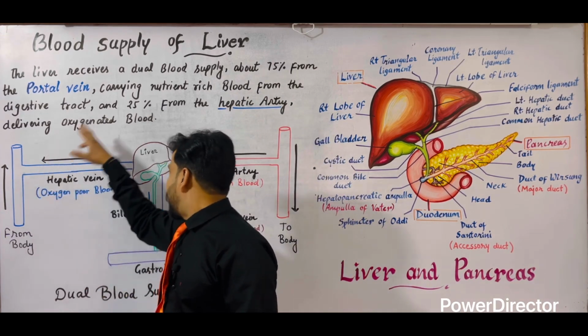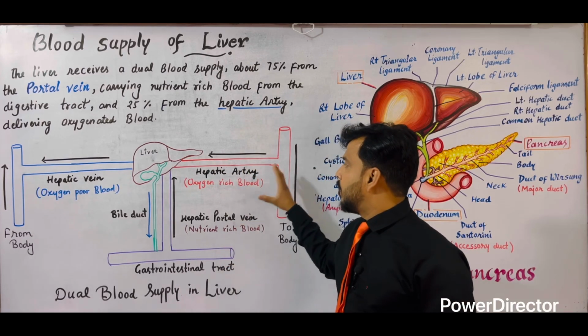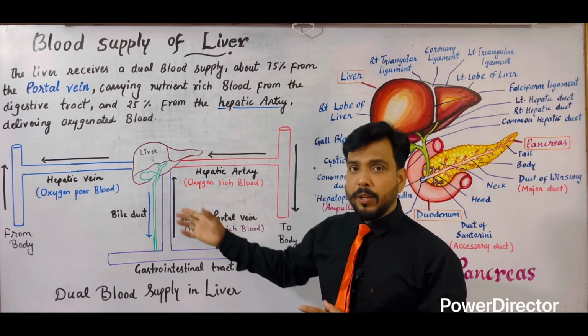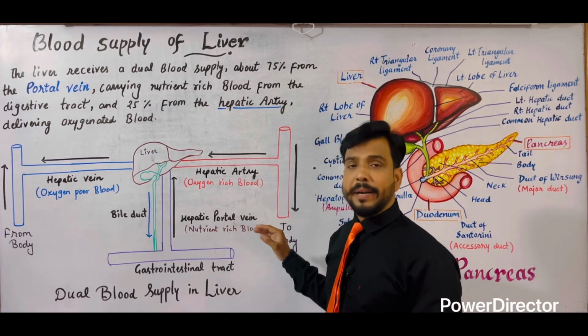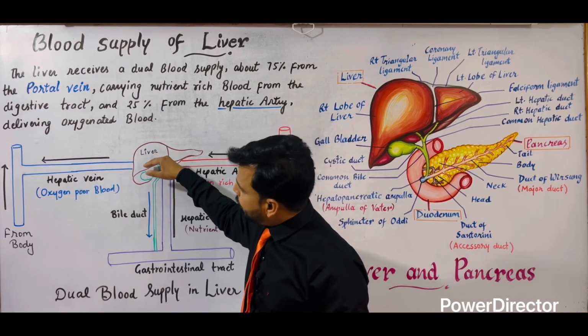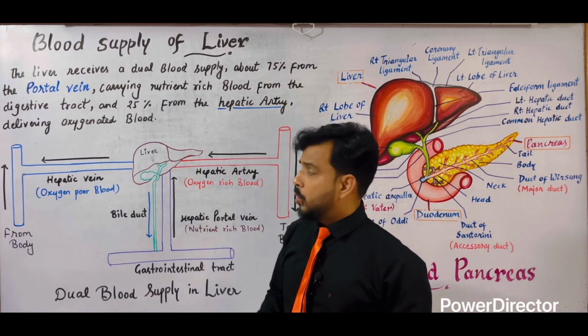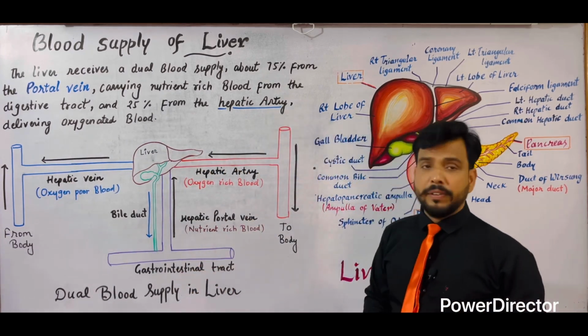Now, as you can see in this diagram, there are three ways. Two ways show the supply of the blood, the hepatic artery and the hepatic portal vein. Another is the hepatic vein, by which the impure blood of the liver enters into the inferior vena cava. So this is the dual blood supply of the liver.